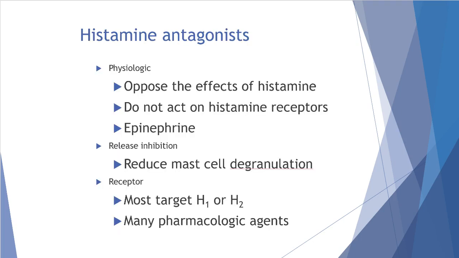So histamine antagonists, there's a couple different ways we can look at it. So physiologic antagonists would be something that just opposes the effects of histamine, doesn't act on histamine receptors. An example of this would be epinephrine. So epinephrine we'll talk about coming up here, and we'll talk about it during psych a little bit more. But epinephrine is going to cause vasoconstriction, going to cause bronchodilation, some other things like that that are going to functionally oppose the way that histamine works.